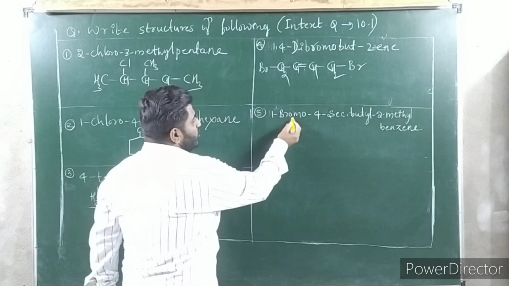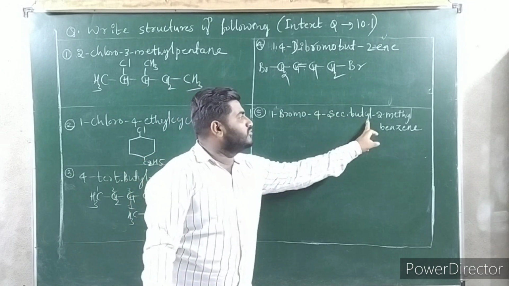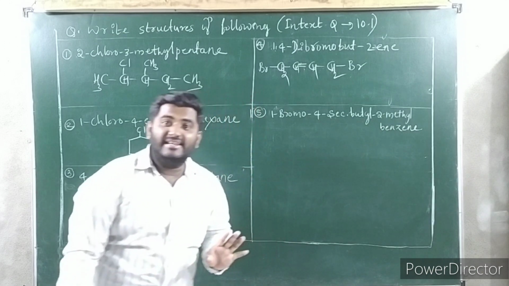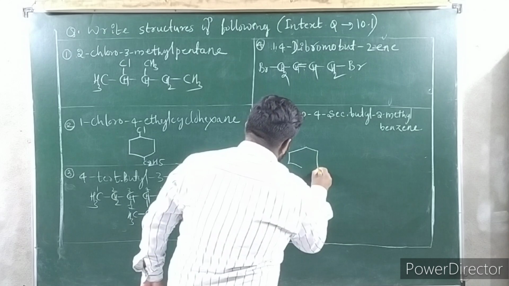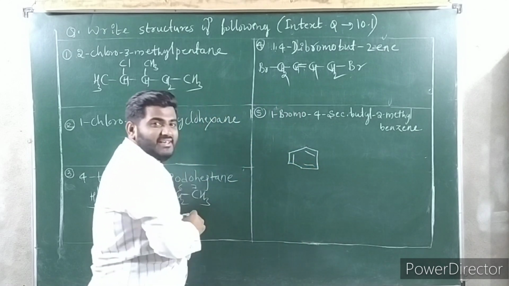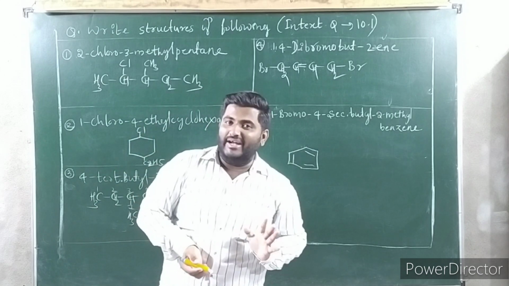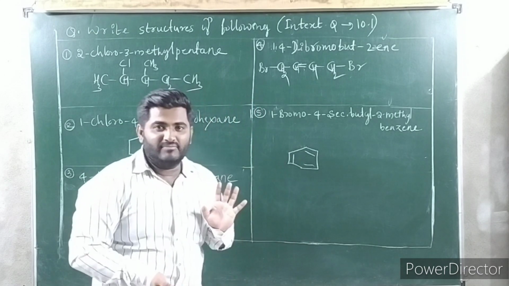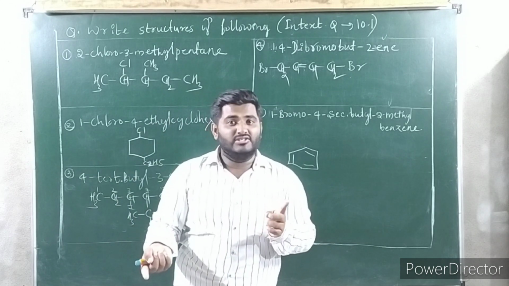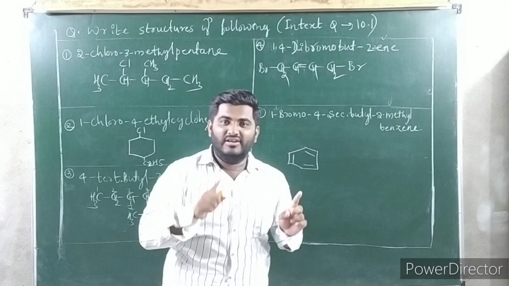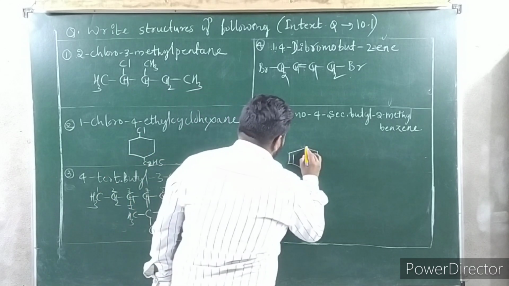See. 1 bromo. Yes. 1 bromo. 4 secondary butyl. 2 methyl benzene. So what is the last word? Benzene. First I will write the benzene first. Is it a benzene? Yes. With respect in benzene, all positions are equivalent. You can take any position for number 1. First position you can mention anywhere. And second position onwards, with respect to first position you have to mention. Getting? See, 1 bromo. You can write in anywhere. Okay, I will choose this position.